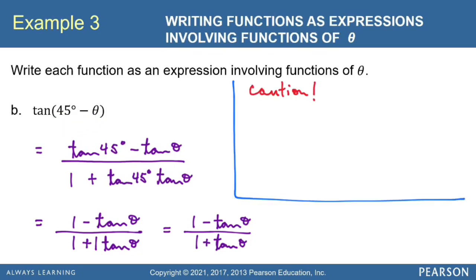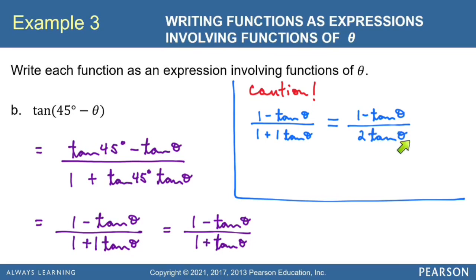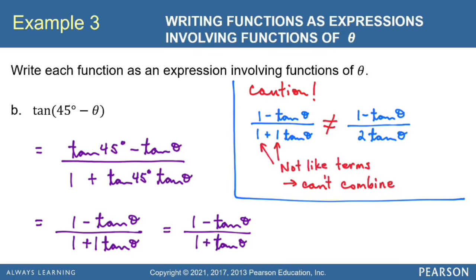Now, I do want to caution you about one thing. A lot of students will get to the step after they plugged in their known values, and they will say to themselves, 1 plus 1 is 2, and then they will rewrite this as 1 minus tangent of theta over 2 tangent theta, and they think that they're simplifying. But please notice that this 1 right here is a coefficient of the tangent function, so these are not like terms, and therefore they cannot be combined. So that's a big no-no. We have to be careful not to combine things that are not like terms.